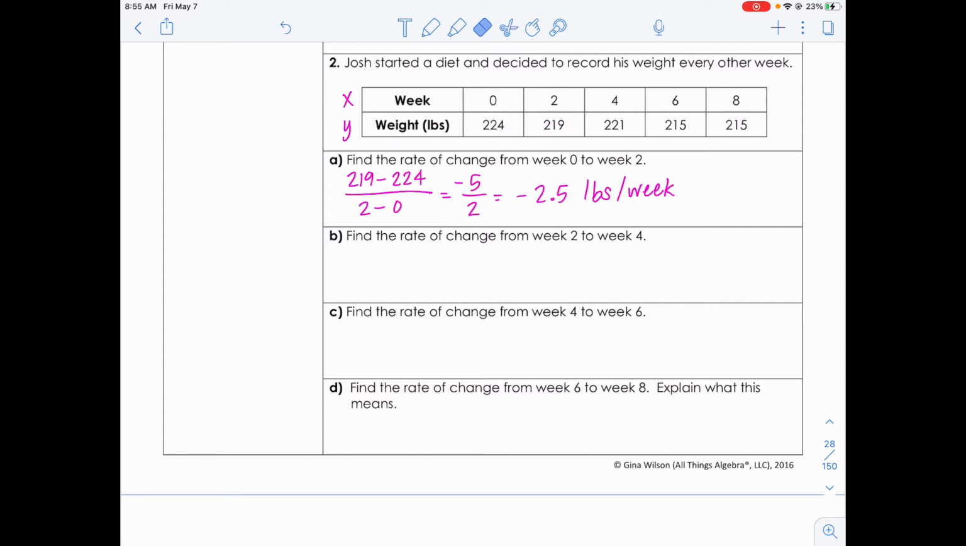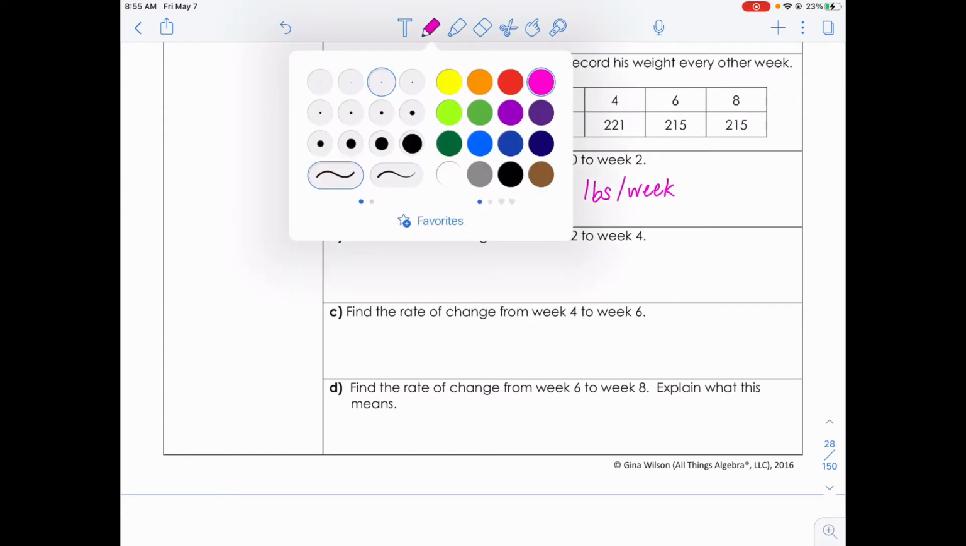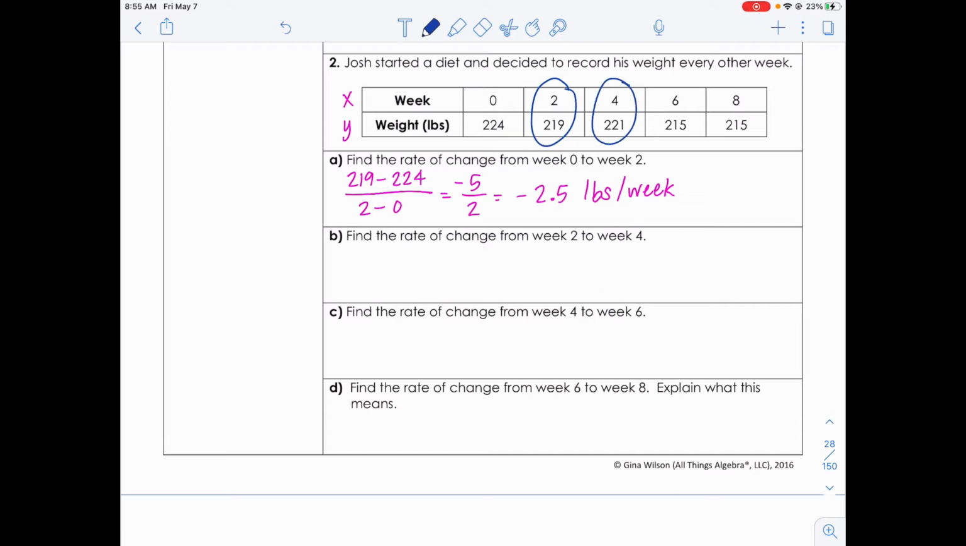Find the rate of change from week 2 to week 4. So looking at this, here's week 2, here's week 4. We're going to call these our 1s and these are 2s. We're going to do 221 minus 219 over 4 minus 2. 221 minus 219 is 2, and 4 minus 2 is also 2. 2 divided by 2 is a positive 1 pound per week. So that means between weeks 2 and 4, this person gained a pound a week.